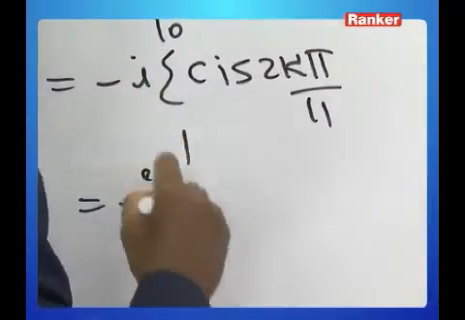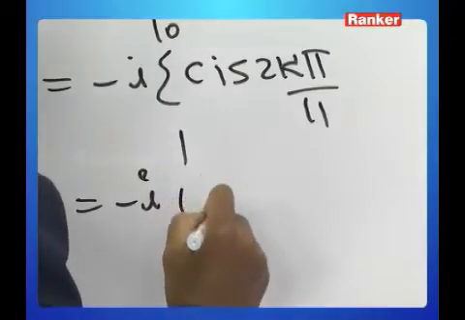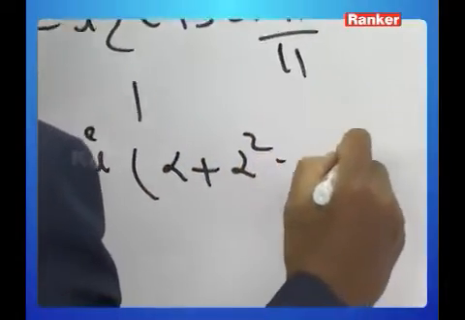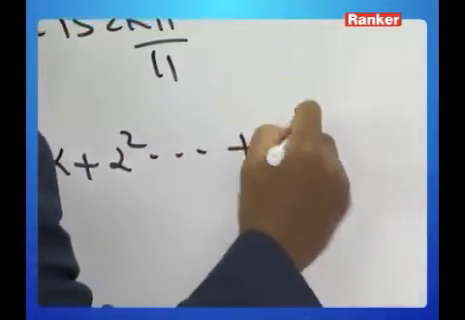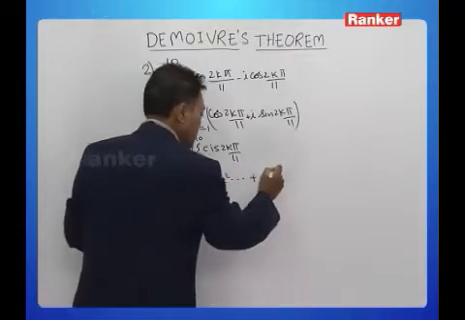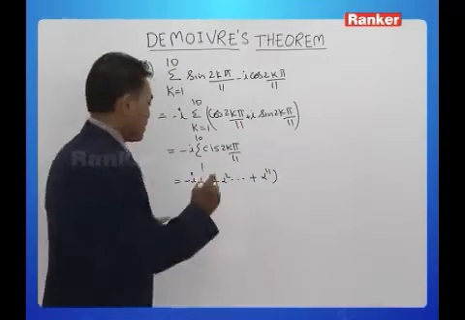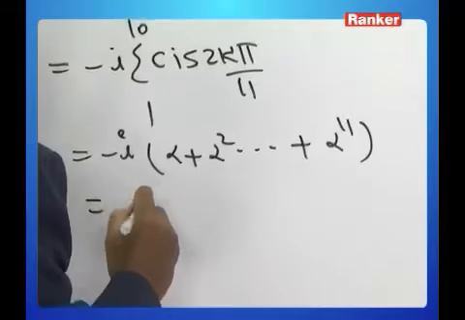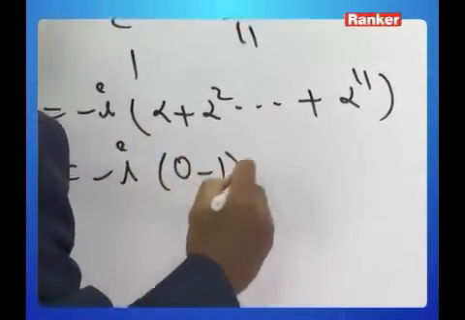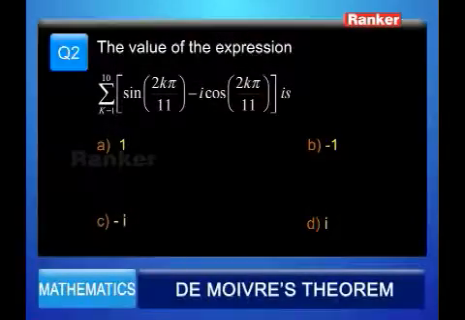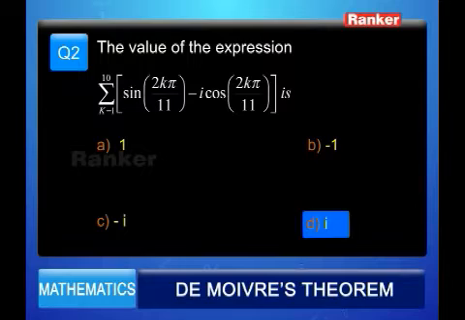So, what do we do now? The remaining roots I am writing as alpha, alpha square, and so on up to alpha power 11. 1 is missing, but the sum of the roots is 0 with 1. Without 1, that is minus 1. So, minus i into minus 1 will give you i. So, the right answer is i and the right option is D.